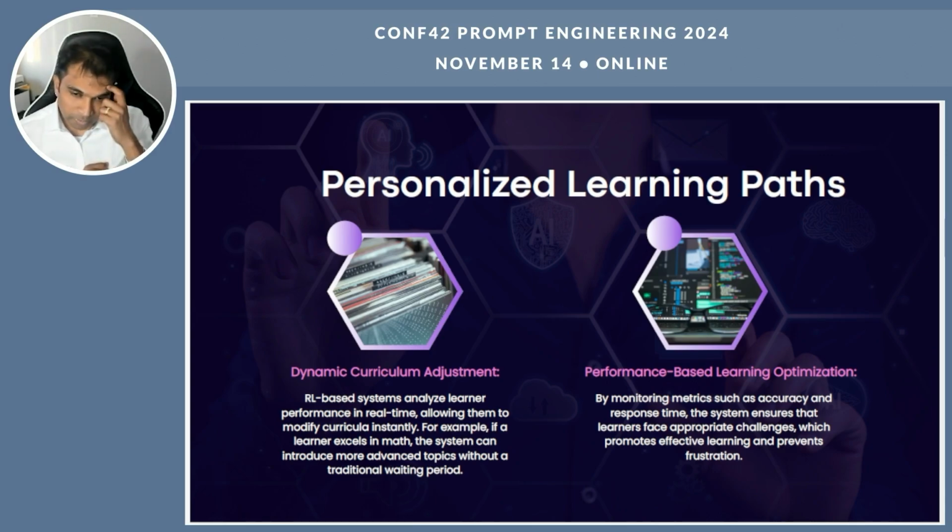What is dynamic curriculum adjustment? An RL-based system analyzes learners' performance in real time, allowing it to modify the curricula instantly. For example, if a learner excels in math, the system can introduce more advanced topics without a traditional waiting period. Now, when it comes to performance-based optimization, by monitoring metrics such as accuracy and response time, the system ensures that the learner faces appropriate challenges, which promotes effective learning and prevents frustration.